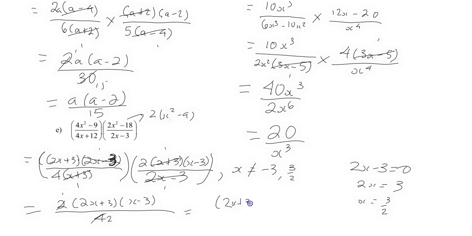So don't expand this out, right? Whenever we simplify, we don't want an expanded form. So there's your final answer. That is your simplified form. It's always a single rational expression. And keep in mind that these restrictions go with this.